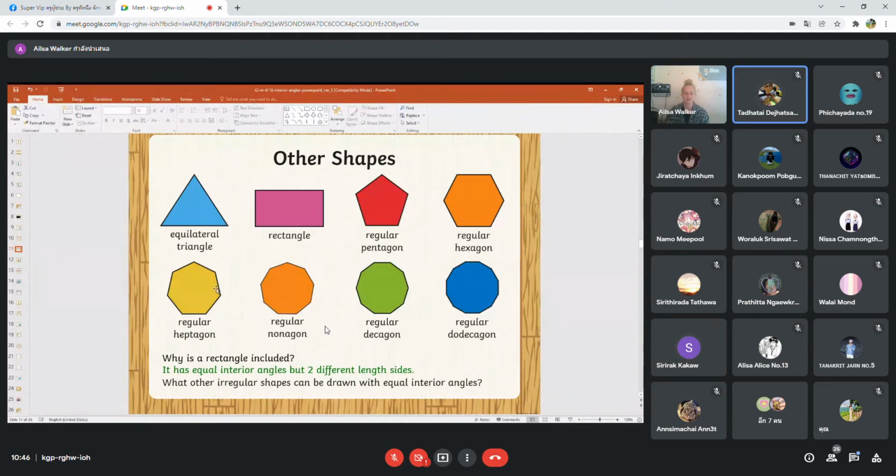Okay, so here are some other shapes, okay? So all these shapes all have different numbers of interior angles, okay? Depending on how many sides they have, okay?